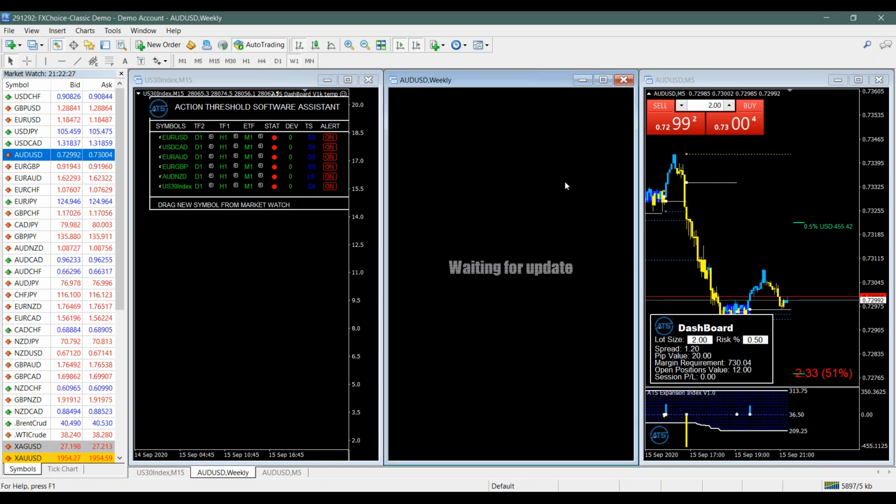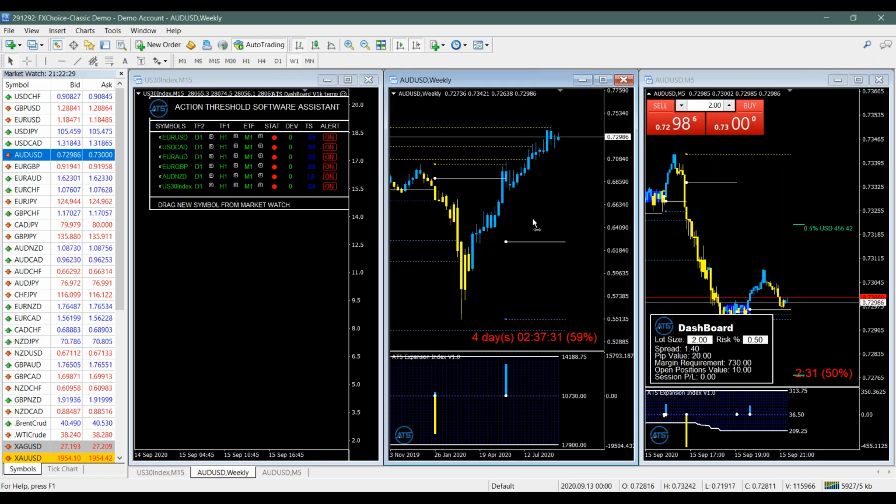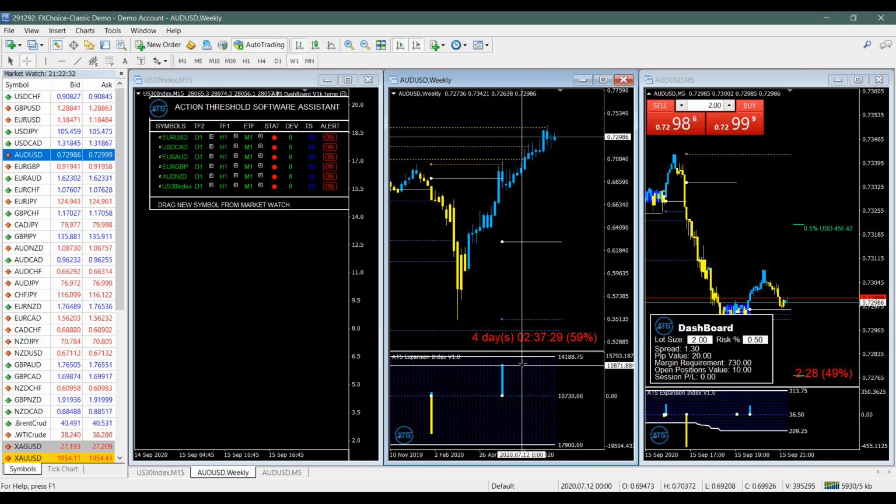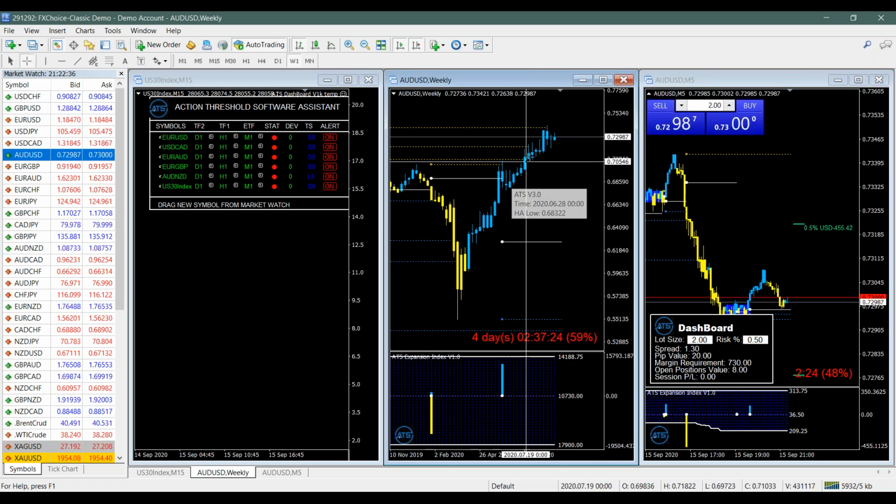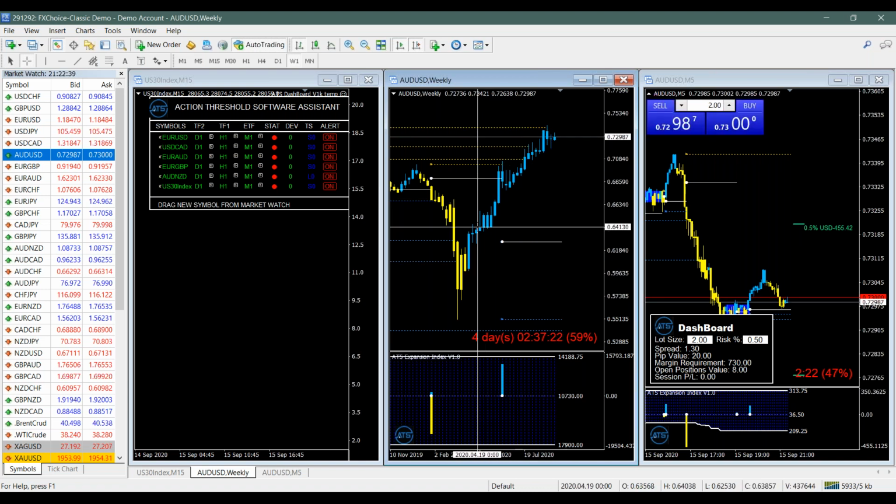Let's just glance at the weekly. Okay, weekly's long. Where are we at on the expansion index? We're still under normal, so I would still be sticking long. However, how many weeks have we had that are blue? Quite a few here.